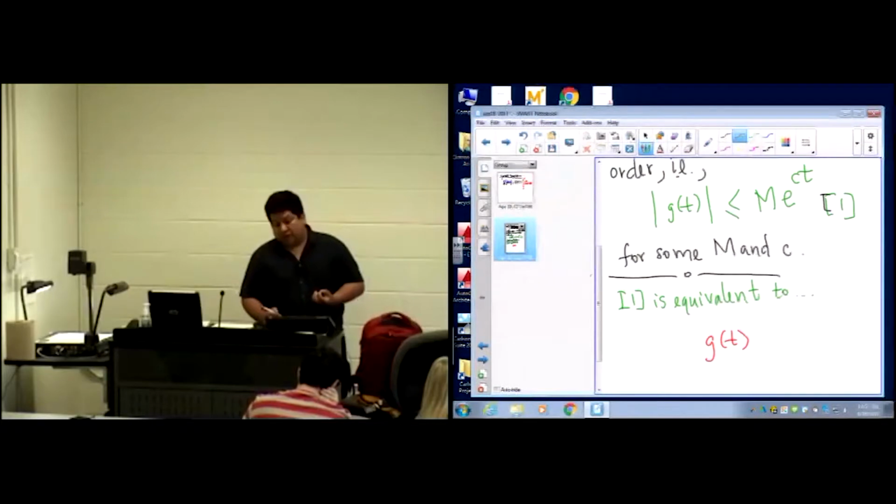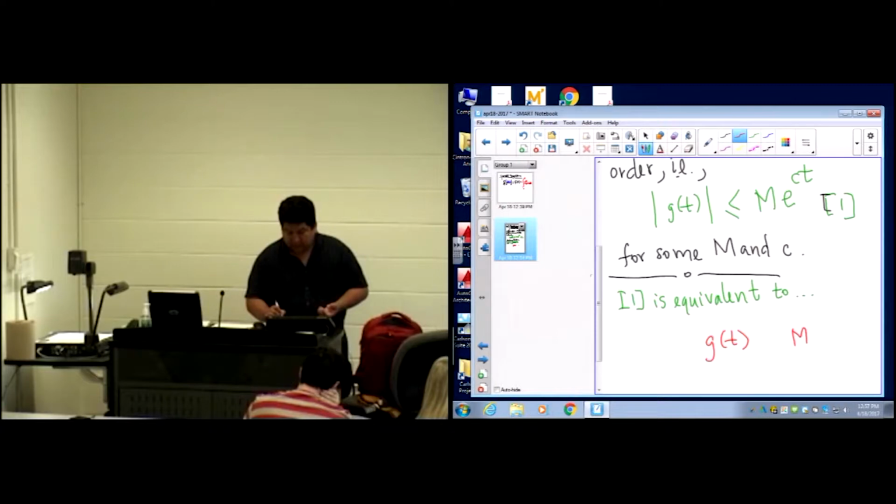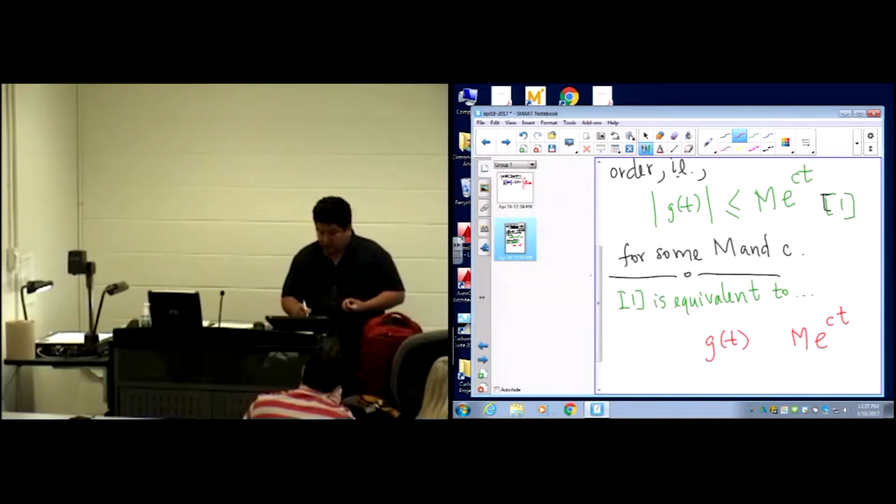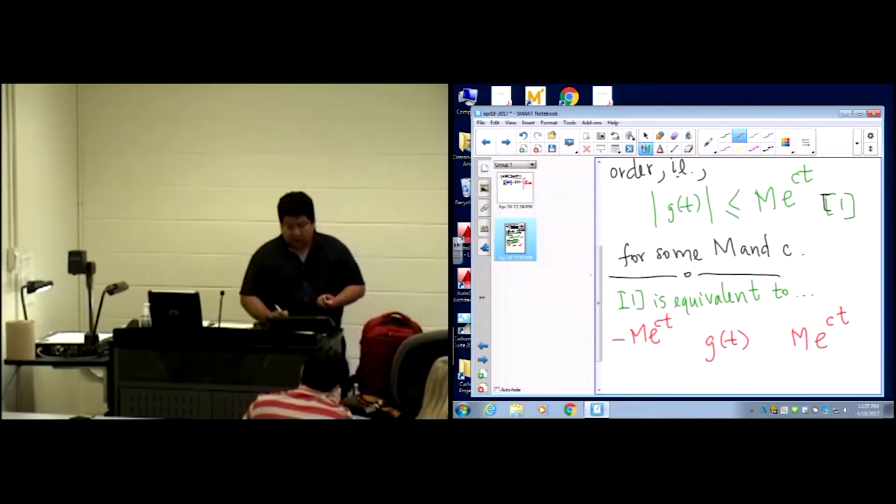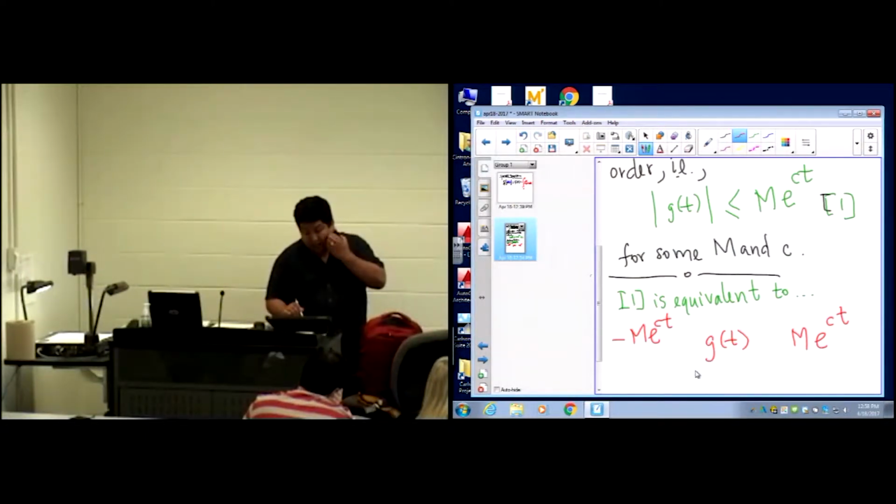So we can either express number 1 as is, in compact form involving absolute value, or we can write the negative of that upper bound as a lower bound. We say minus m e to the ct is less than or equal to g, and g itself is less than or equal to m e to the ct. So we can have either 1 or number 2. Now, there is no more absolute value involved once we write number 2. That's precisely the point, trying to get rid of that absolute value.